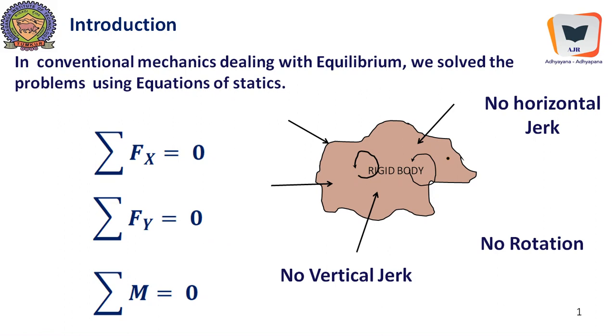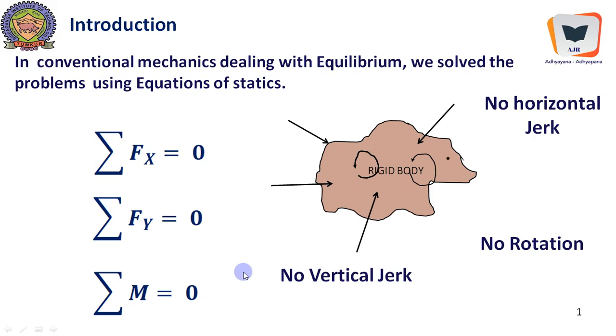There is no rotation. So absolutely the rigid body will be in equilibrium, and in order to be consistent in equilibrium, sigma Fx should be equal to zero, sigma Fy equal to zero, sigma M equal to zero. That means the fundamental equations of statics are to be satisfied.